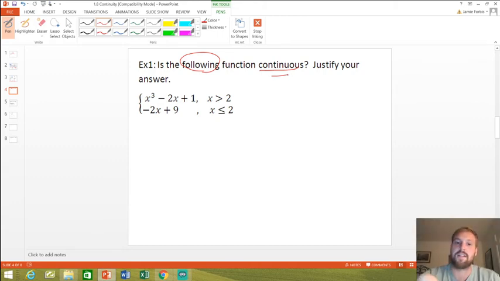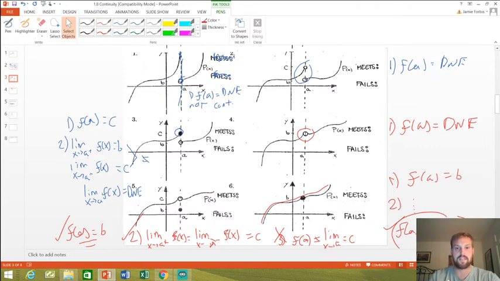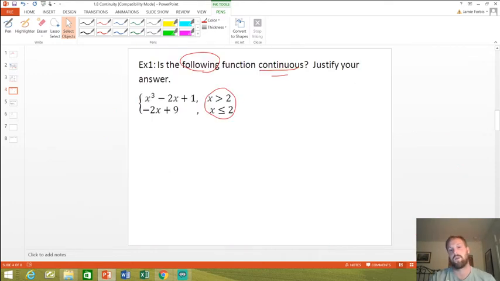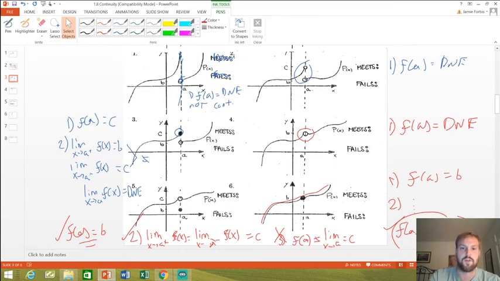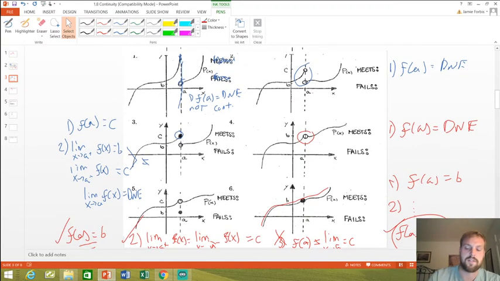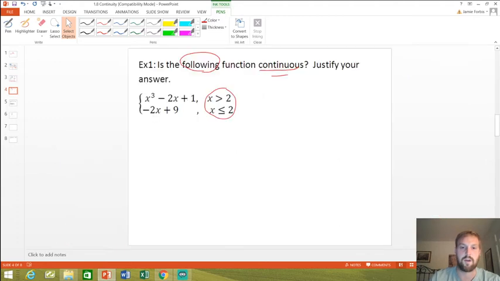So obviously we can tell the point that we're interested in is going to be 2, because that's where the break in the graph is. I want to know what's happening at that break. I want to know if it looks like any of these functions from before, if there's holes or jump discontinuities or anything like that. So we've got to figure that out. Now, it is talking about the whole function, so we are curious about what's going on maybe to the left of the break and to the right of the break.